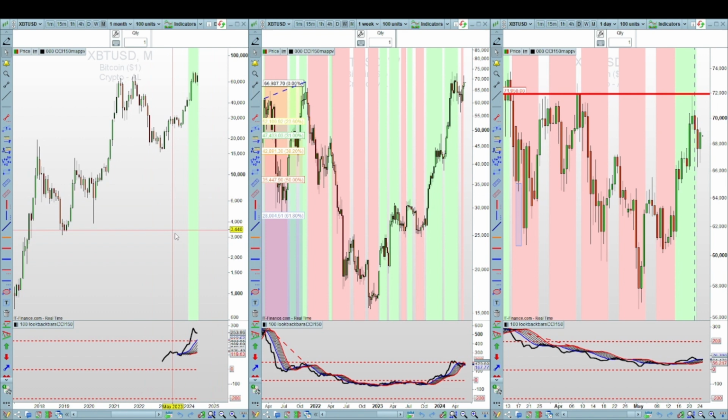Lastly, for Bitcoin on the monthly, it's bullish. It's broken above the moving average. I can't tell if there's any divergence because we haven't got the history on the monthly on the CCI 150.